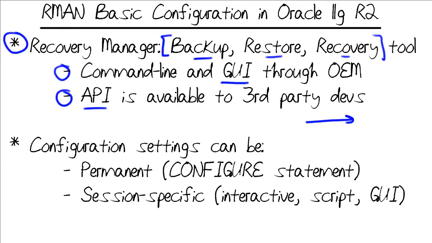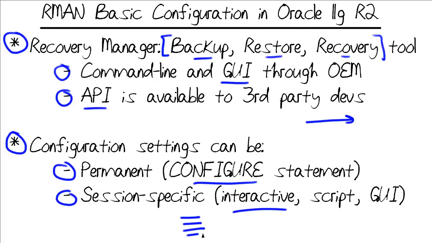As far as RMAN basic configuration is concerned specifically, there are two ways about this. There's setting permanent or persistent configuration values. We can do that through the command line utility using the configure statement. I'll show you in a demo upcoming how that works. Or you can do session specific. Interactively in the RMAN client, we can just change configuration parameters on the fly that way.